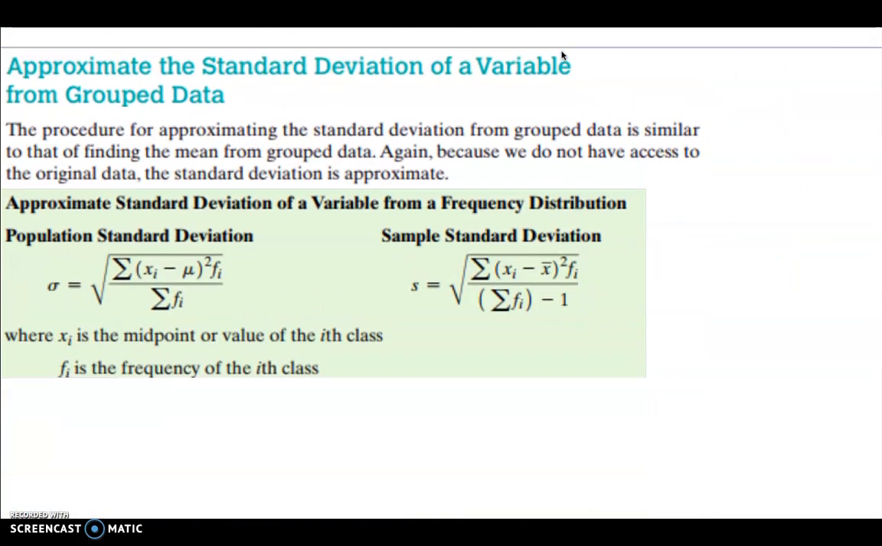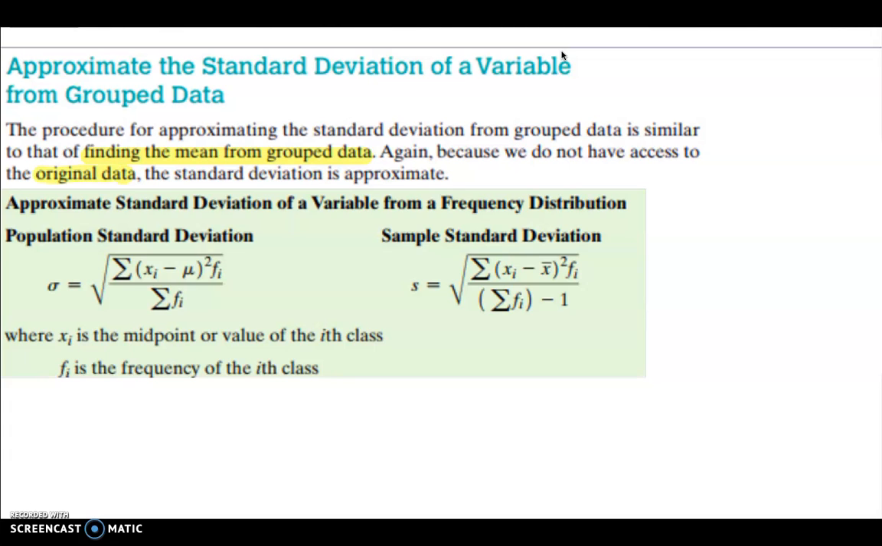Okay, now the last one is approximating the standard deviation for grouped data. It's very similar to what we did when we were finding the mean, but in this case we have to use the formula for a standard deviation. We're going to use the same idea because we don't have access to the original data.